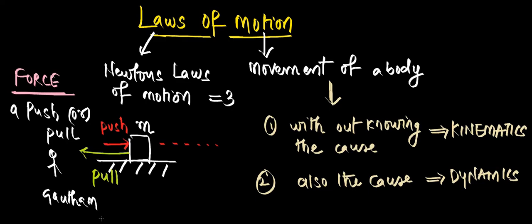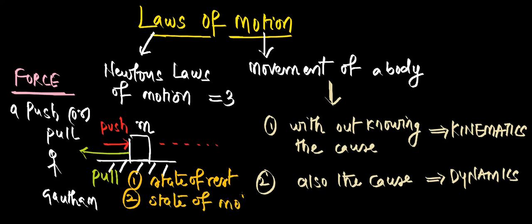So push or pull is nothing but a force, and what will be the consequences of force whenever you apply a force on a body? What happens to this body? If it is at rest, it will undergo motion. If it is in motion, maybe it will come to rest or maybe it will increase its speed. Different things will happen. So maybe it changes its state of rest, or maybe it changes its state of motion, or sometimes maybe it changes its direction. Clear? So force can do all these kinds of things.